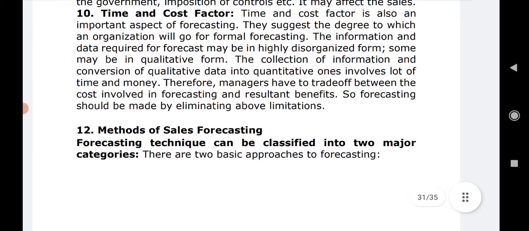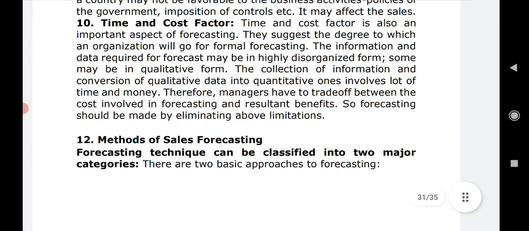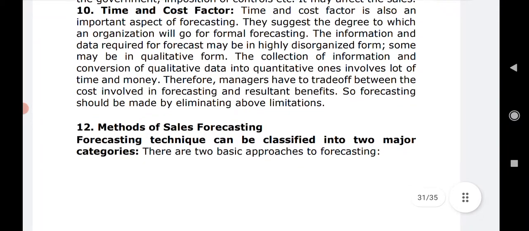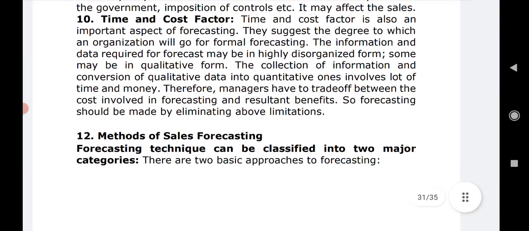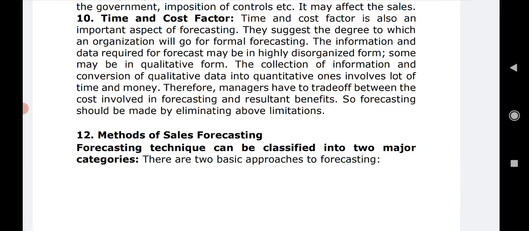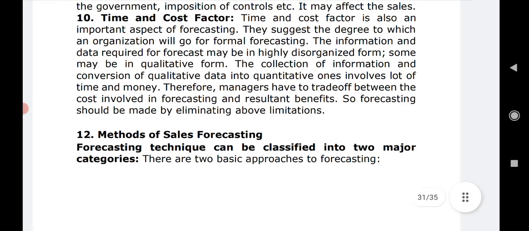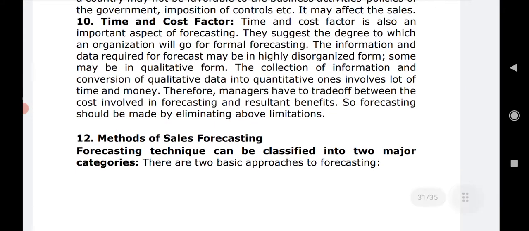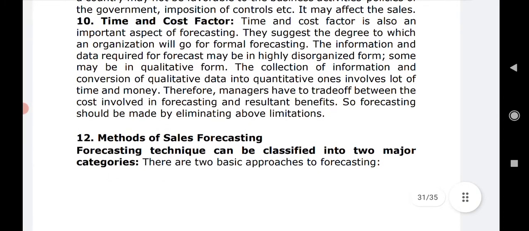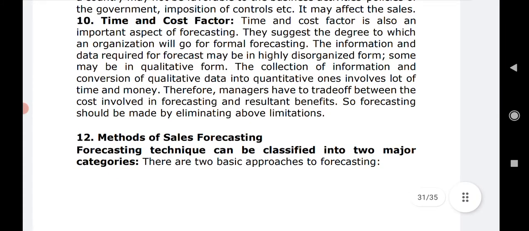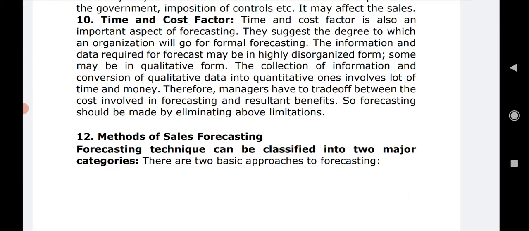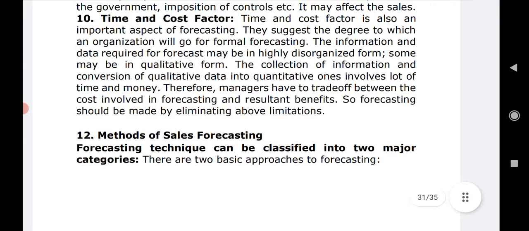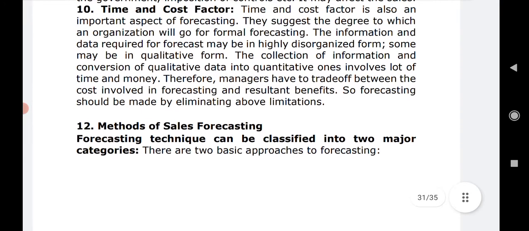So time and cost factor is also an important aspect of forecasting. They suggest the degree to which the organization will go for formal forecasting, right? The information and data required for a forecast may at times be in a highly disorganized form. Some may be in qualitative form, some in quantitative form, and it may not be possible to bring it to one unified form. So what managers have to trade off is the cost involved in forecasting and the results expected as the benefits, right? So forecasting should be made eliminating all the above limitations, right? So these are the limitations.